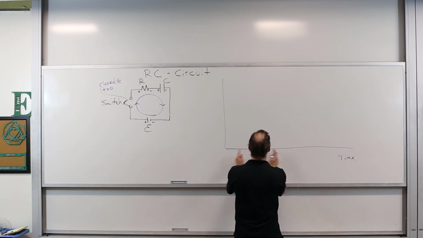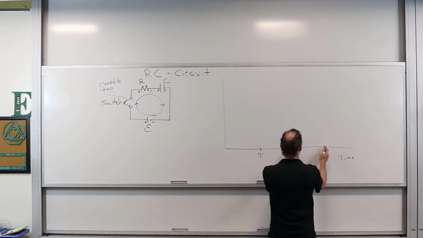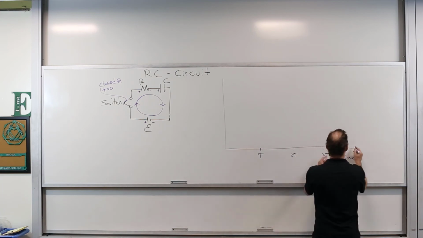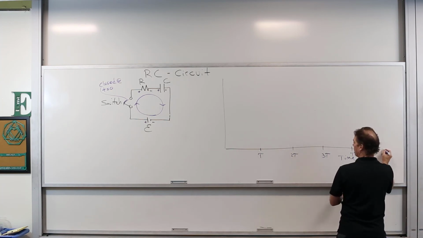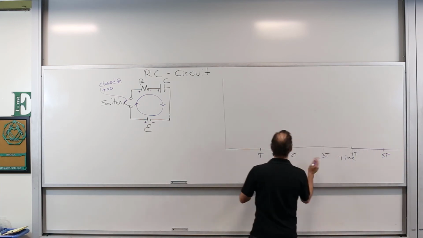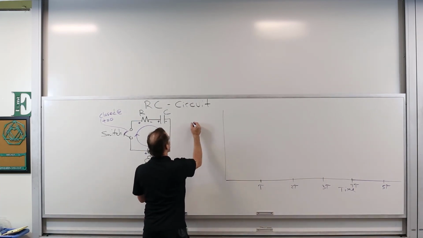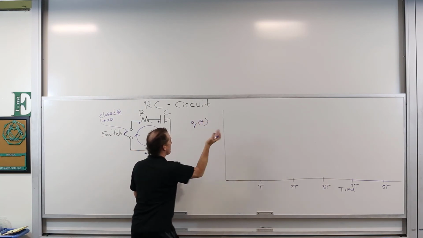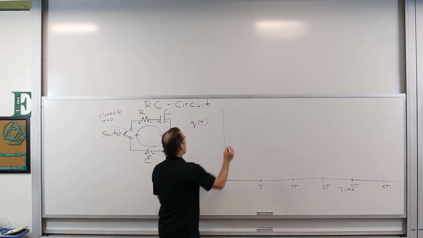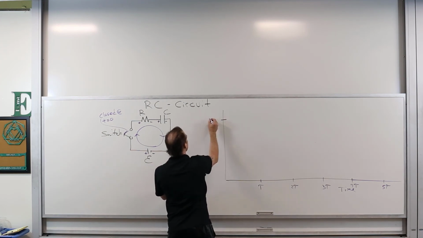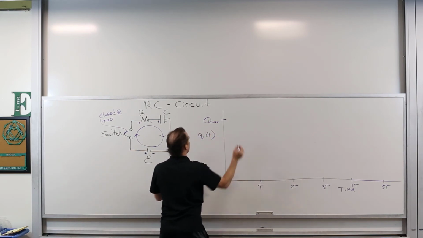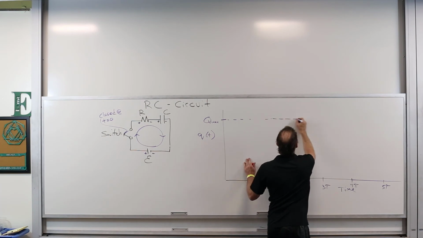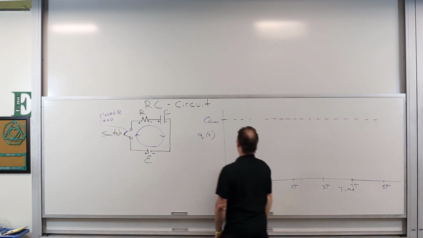Tau, 1 tau, 2 tau, 3 tau, 4 tau. So we can take one more, 5 tau. There we go. Time. And then we've got Q of t, the charge accumulation on the plates of the capacitor. What are we going to have? We're going to have some Qmax here, and that's the maximum value that it approaches with respect to time.